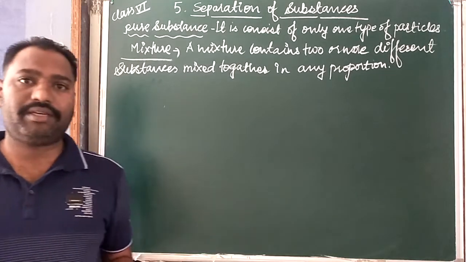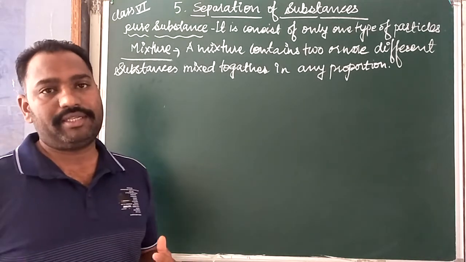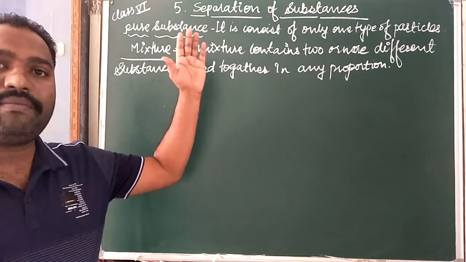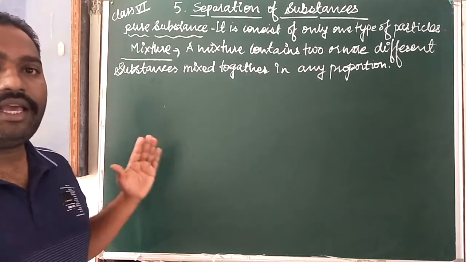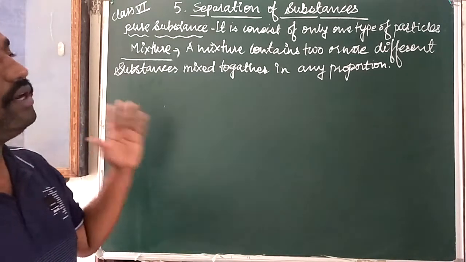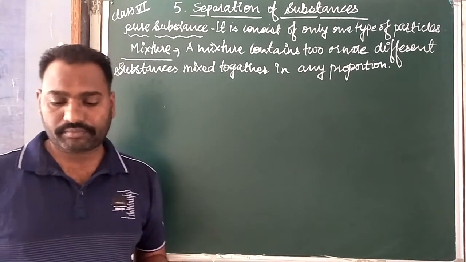If you are mixing two or more than two substances in any proportions, this is known as a mixture. And a pure substance is made up of only one type of substance, only one type of atoms or one type of particles.